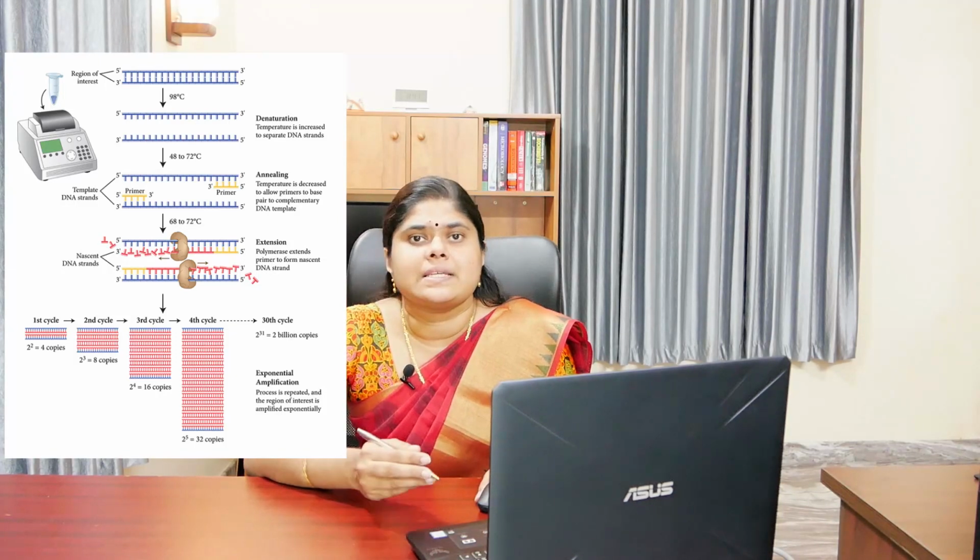Now, let us discuss the process in detail. The first step in PCR is to mix the following ingredients, or components, in a reaction tube: the target DNA, 2 PCR primers called the forward and reverse primers, a thermostable DNA polymerase and deoxyribonucleotides, and finally a buffer solution.